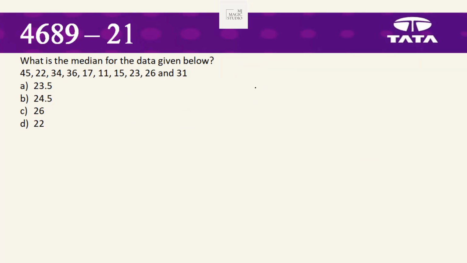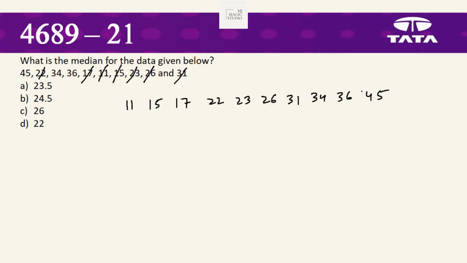Now 4 sample questions to follow from statistics, central tendency, measures of dispersion. What is the median for the data given below? For median, our step 1 is always to arrange the data either in ascending order or descending order. To arrange the data in ascending order is always easy. So we have 11, 15, 17, then 22, 23, 26, 31, 34, 36, 45.